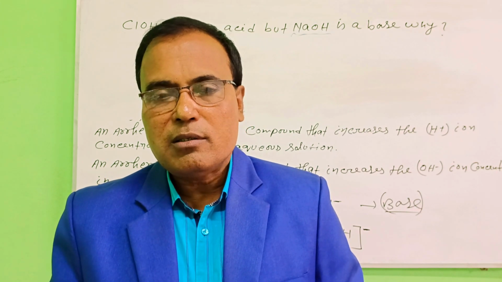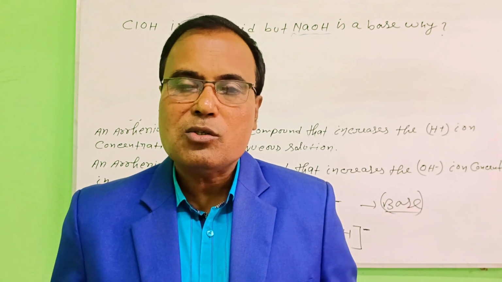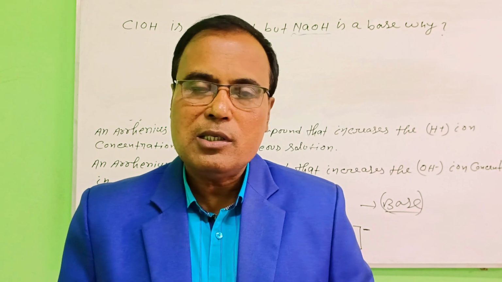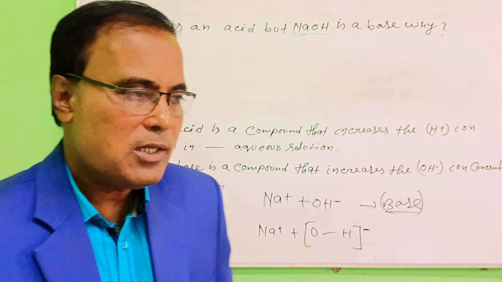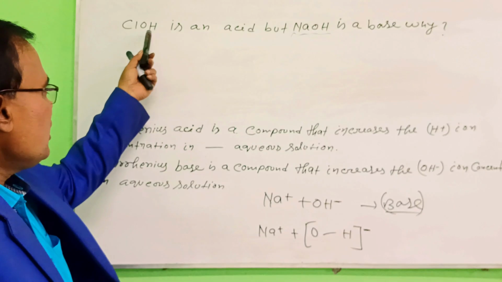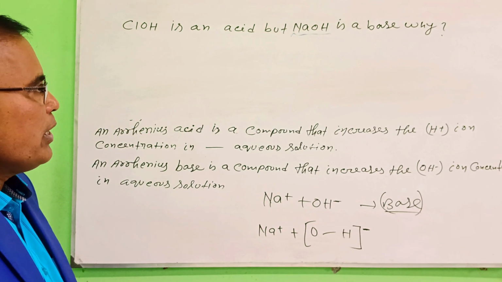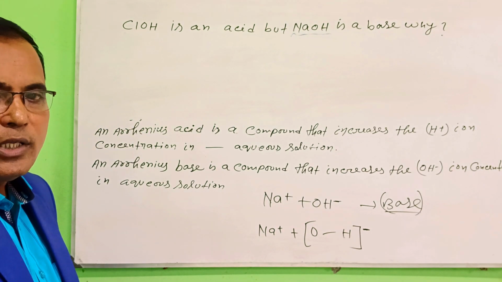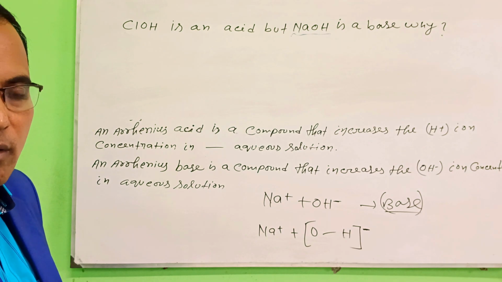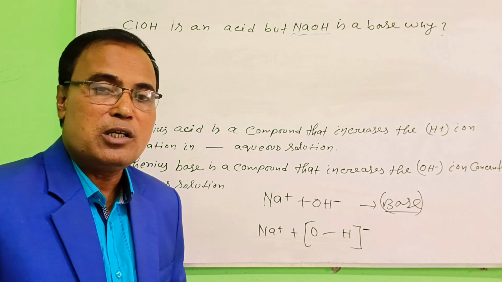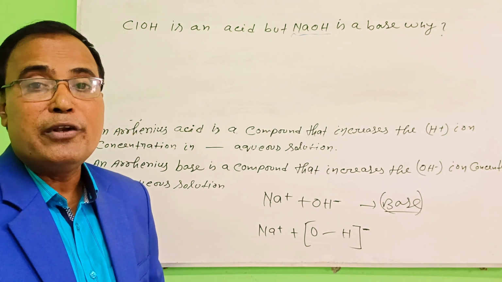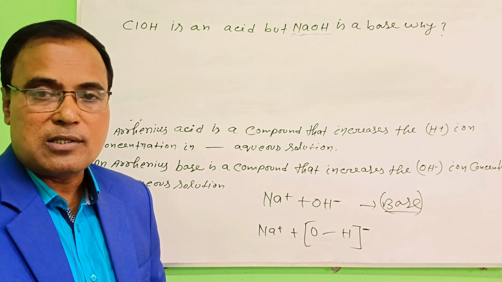Dear students, why is ClOH called an acid but NaOH is called a base? Please see the question again. ClOH is an acid but NaOH is a base. Why? Today I will discuss the answer to this question. But before starting, we have to know the definition of acid and base.